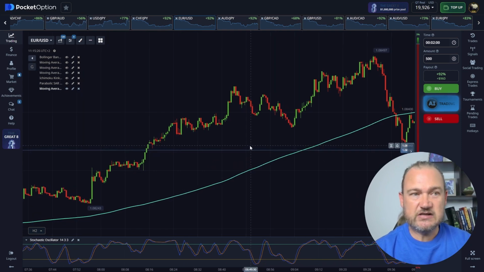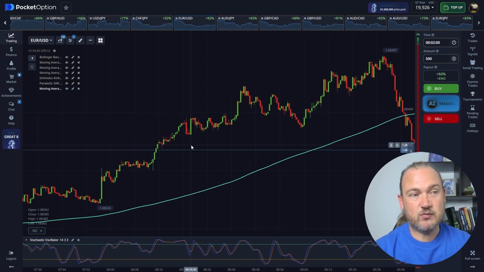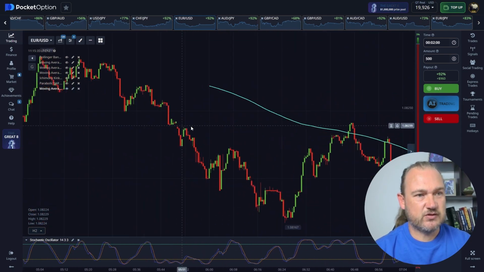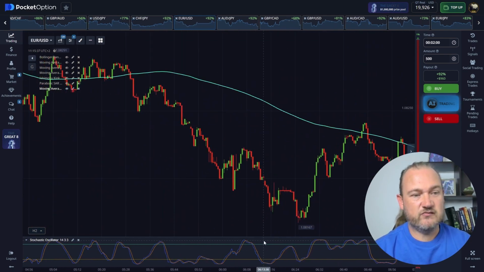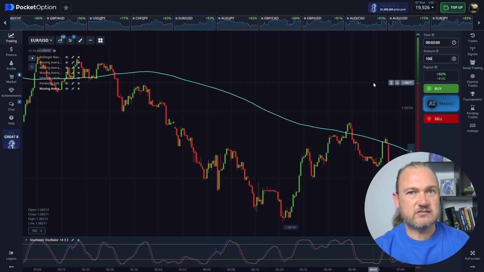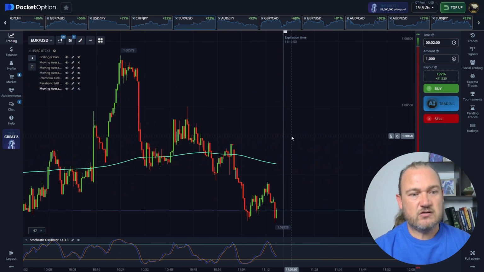And then we're going to look for areas where the stochastic comes out of oversold or overbought areas. If we are in a bullish trend, we're going to look at the oversold area only. And when we are in a bearish trend, let's see if we can find a bearish trend quick, like this, we're going to look at the overbought areas only. So we're going to look for areas like this and take sell trades into this. Okay, so I'm going to change my amount there.